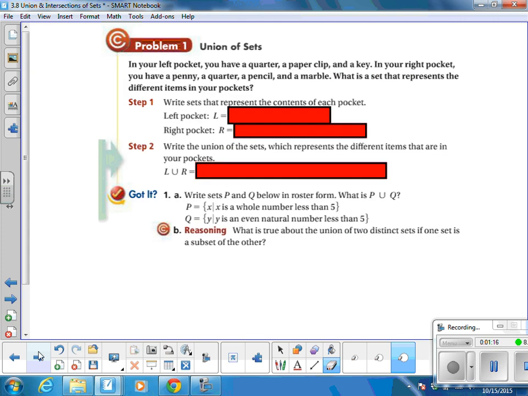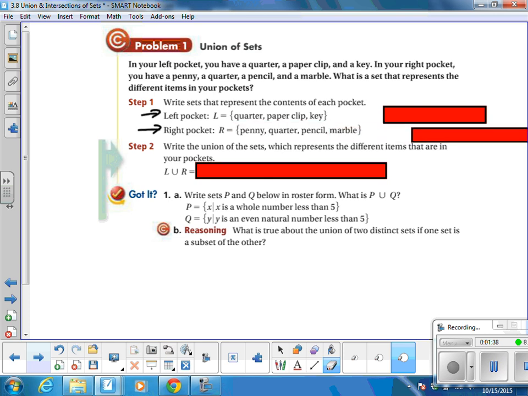In your left pocket, you have a quarter, a paperclip, and a key. In your right pocket, you have a penny, a quarter, a pencil, and a marble. Not sure why you would have a marble, but in this case, you do. What set represents the different items in your pockets? So in your left pocket, you have the set: quarter, paperclip, and key. In your right pocket, you have a penny, a quarter, a pencil, and that marble.